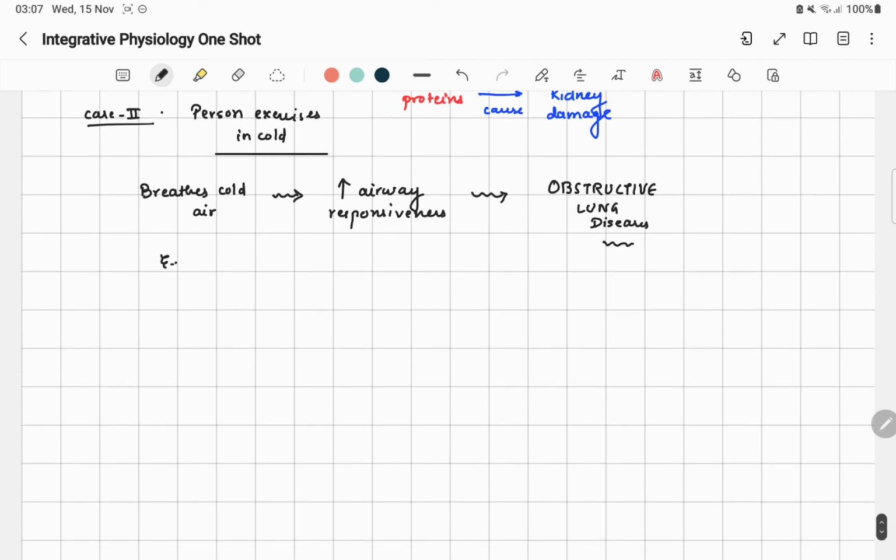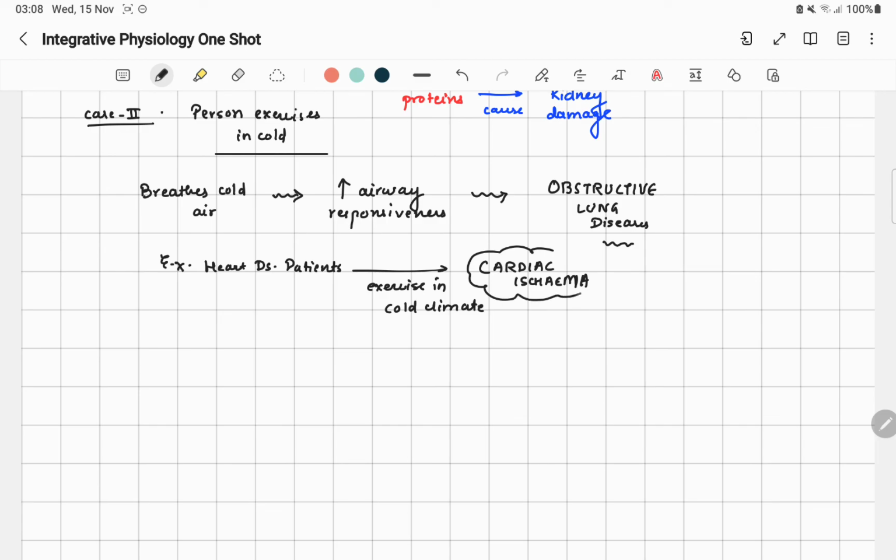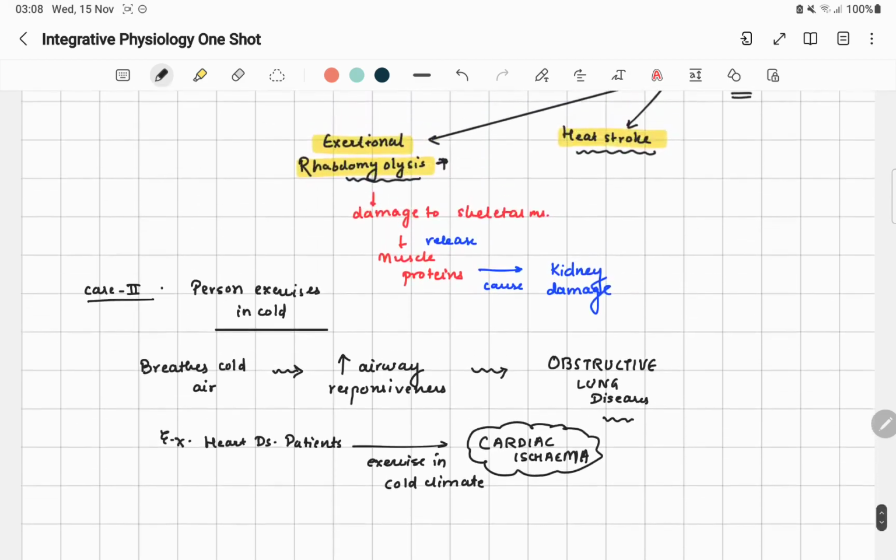So strenuous exercises can be risky. For example, in heart disease patients, exercise in a cold climate can lead to cardiac ischemia. So this fact is important: cardiac ischemia.